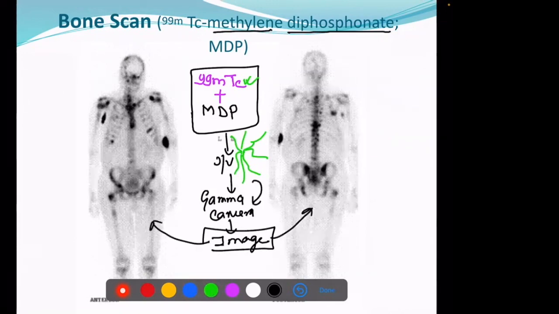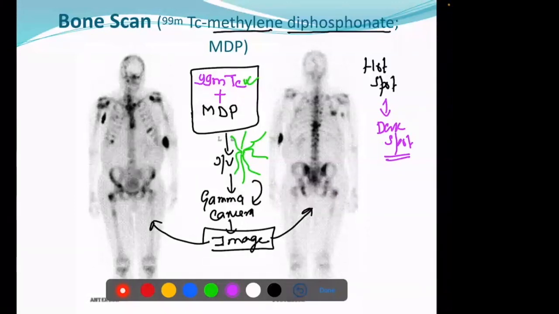Why does it look like this? Because the MDP molecule carries the technetium-99 to the bone, and once it reaches the bone, it is concentrated at abnormal sites like cancers. So what you see is a hot spot. Hot spot means the dark spot. These dark spots indicate increased activity of the bone. And if a patient has RCC, and you find this type of hot spots, black spots, in multiple areas of the bone, this indicates bone metastasis.